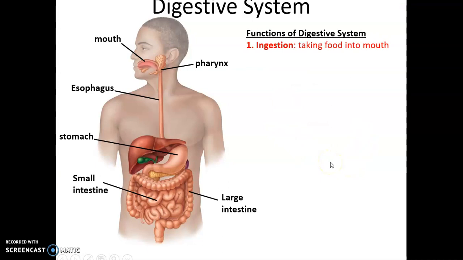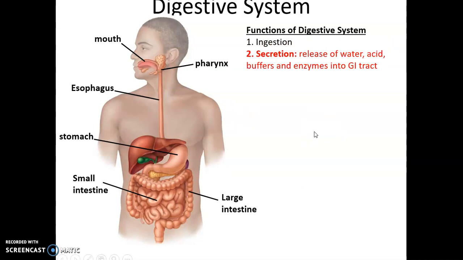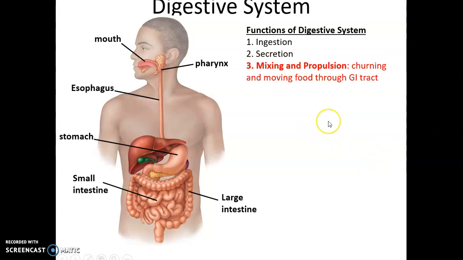Functions of the digestive system include ingestion, that's putting the food into your mouth, to ingest it. Secretion is the release of various solutions and substances. A lot of times things like saliva, gastric juice, and pancreatic juice can be acidic, could have buffers in them, could have enzymes, or electrolytes. Then there's mixing and propulsion, the churning and moving of the food along the GI tract.